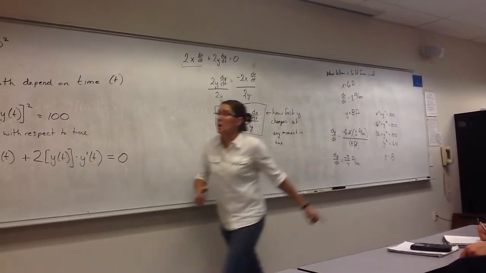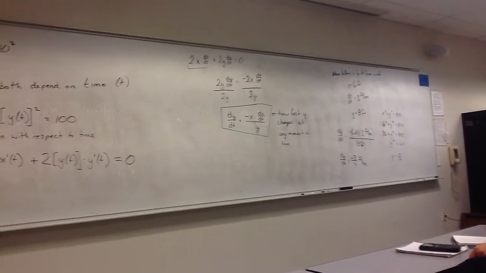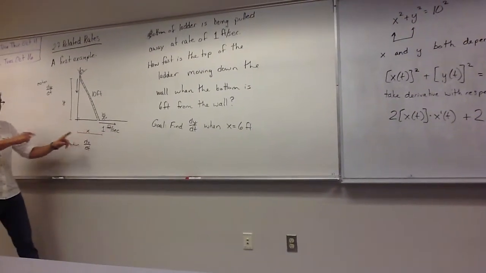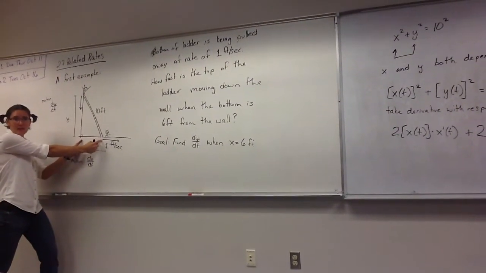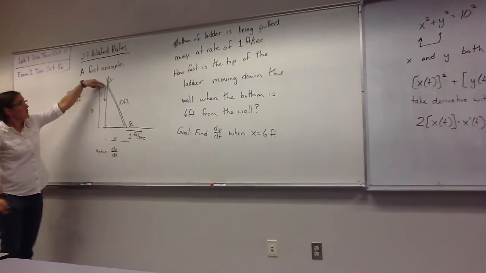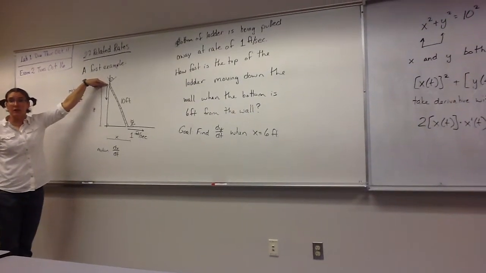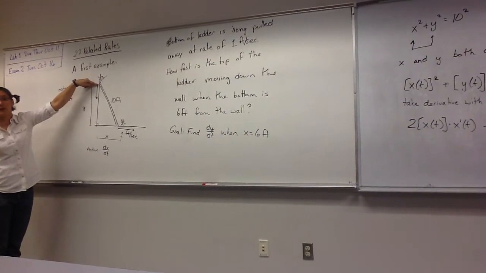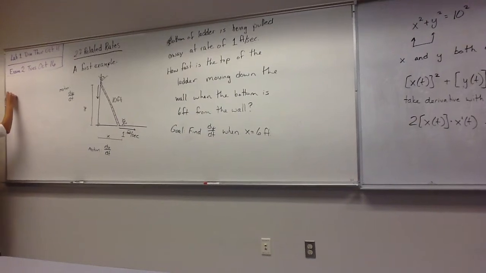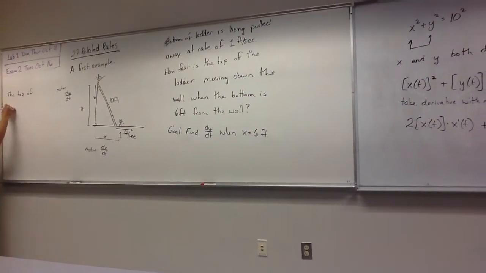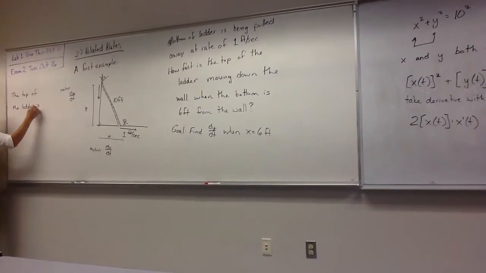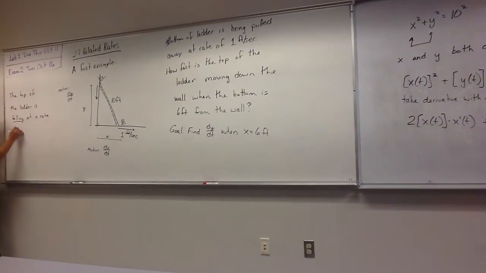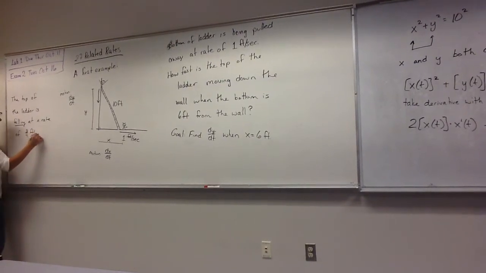So, our gremlin has been pulling the ladder out from the bottom. This ladder is sliding out. He's pulling it out at 1 foot per second. When the bottom of the ladder is precisely 6 feet from the wall, well, I'm up here at 8 feet above the ground, number one. And number two, I'm sliding down this wall at a rate of 0.75 feet per second. The top of the ladder is falling at a rate of 3/4 of a foot per second.